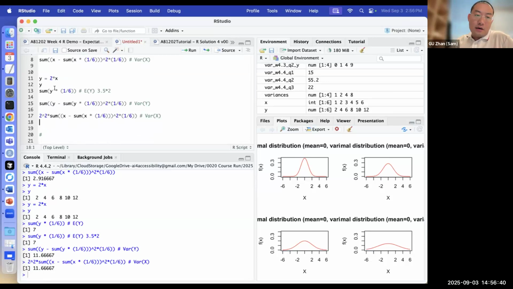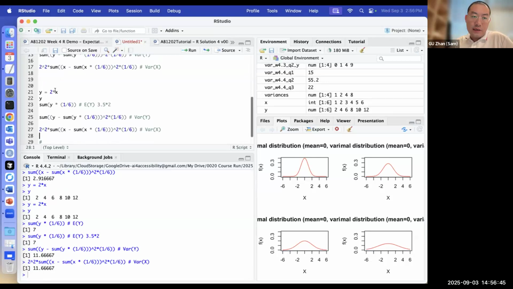Now we change this one, say instead of y equals 2 times x. Earlier, remember, right? We said plus 10.